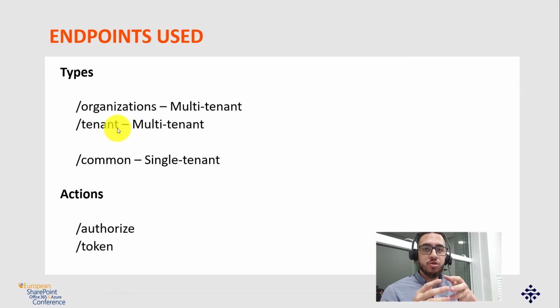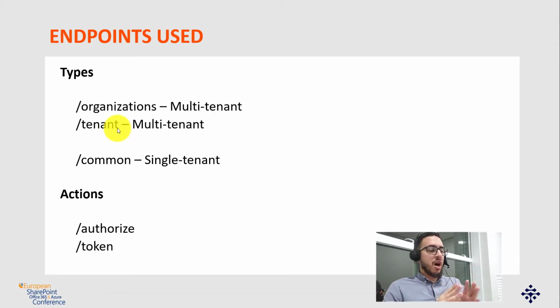And if you want to just run an application that will run on your side, in your Azure, in your Office 365, you can just use /common. That will understand that it's a single tenant application and it's running in the same context. And we have basically two actions. One action is to ask for an authorization. Basically, this authorization is a consent thing. I will explain a little bit more further. And the other one is to request the token.